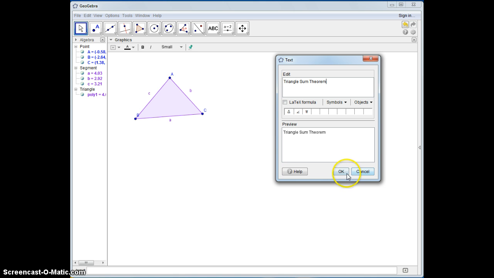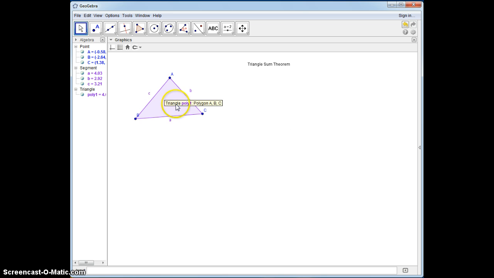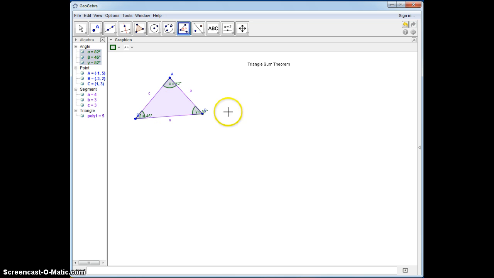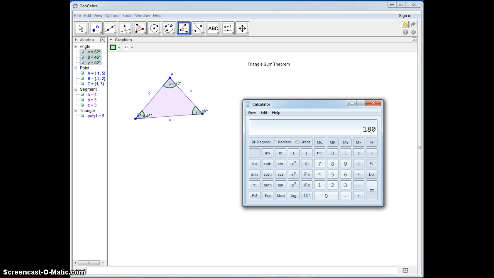First we're going to show it and then we're going to prove it. The Triangle Sum Theorem says for any triangle the sum of the interior angles is 180 degrees. So if I click the angle tool I can measure these. I'm going to change my options to 0 decimal points. There sometimes is a rounding error, but let's check to see if this is true.